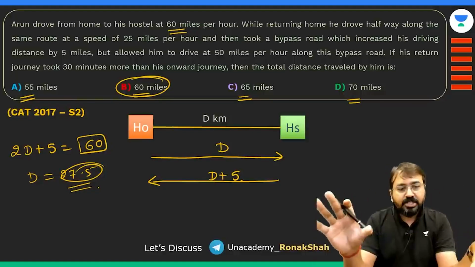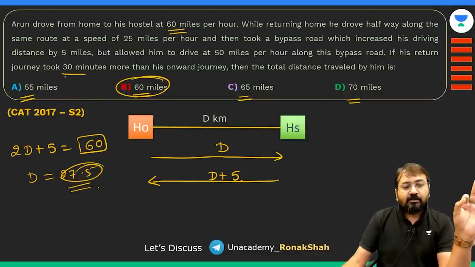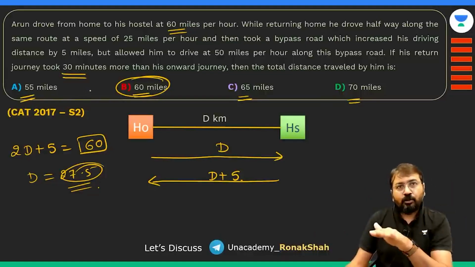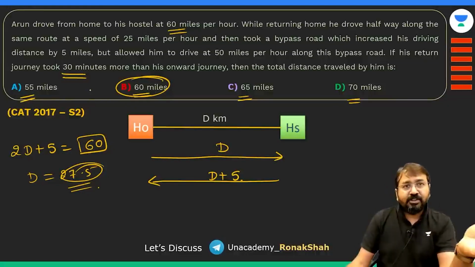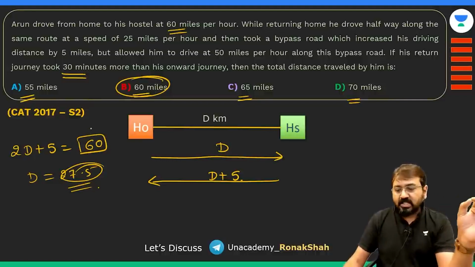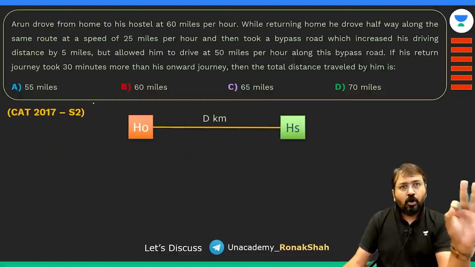While what our question says is that his total time while coming back has increased by 30 minutes compared to the previous time. So previously, if he traveled in say 40 minutes, then now he should have taken 70 minutes, or previously if he traveled in 60 minutes, now he should have taken 90 minutes, and so on and so forth. So what I'll do is I'll just try to figure out the options.